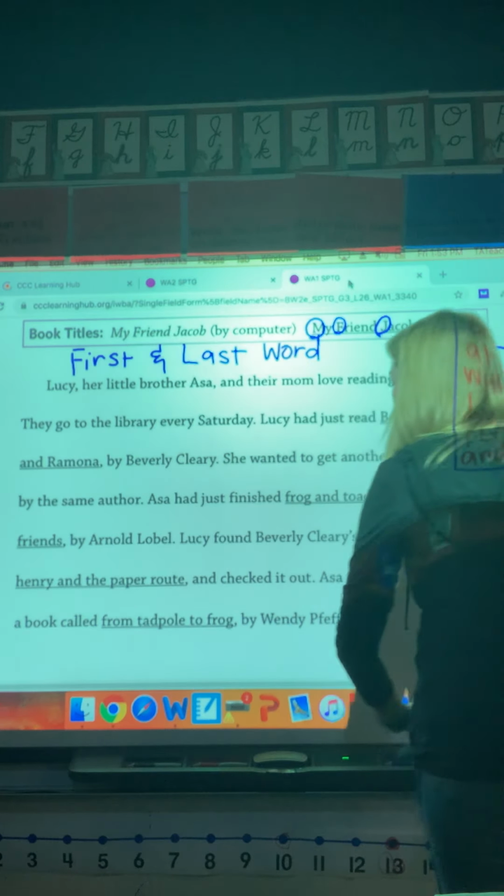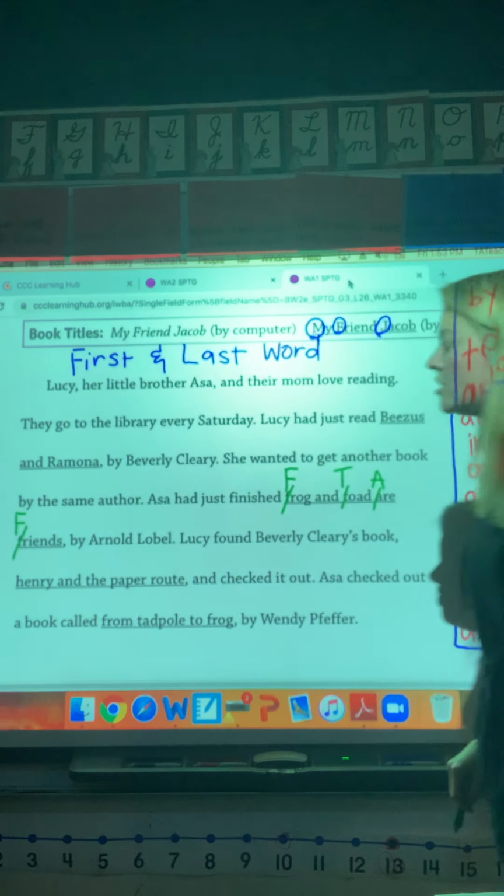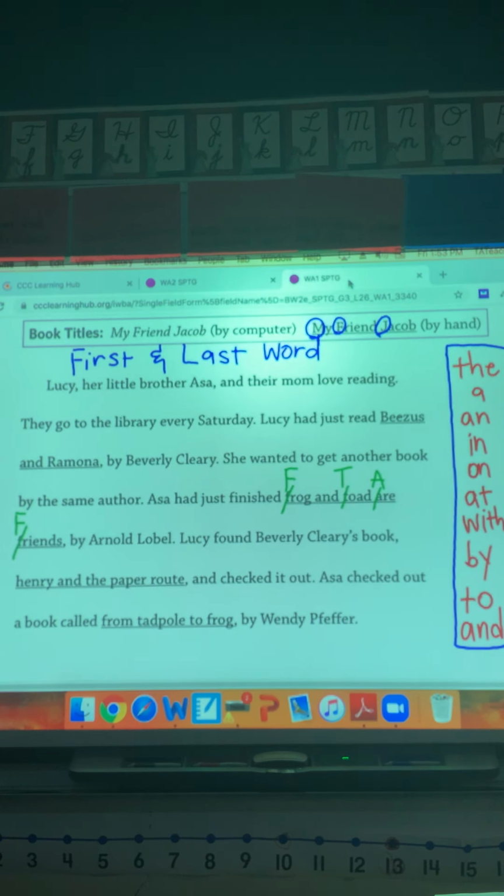Now let's look at this. Let's always, always, always make sure we capitalize the first. You always capitalize the last. Those should be your first two steps. And all important words in between. "And" is on our list of not important words. Toad will be capitalized and are will be capitalized. The correct way to write this would be Frog and Toad Are Friends, with frog, toad, are, and friends capitalized, and it is underlined. Lucy found Beverly Cleary's book, Henry and the Paper Route, and checked it out.